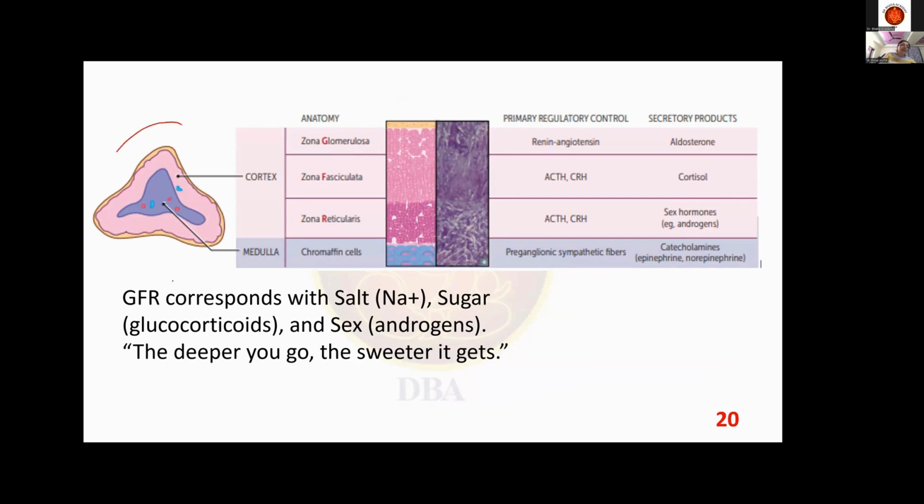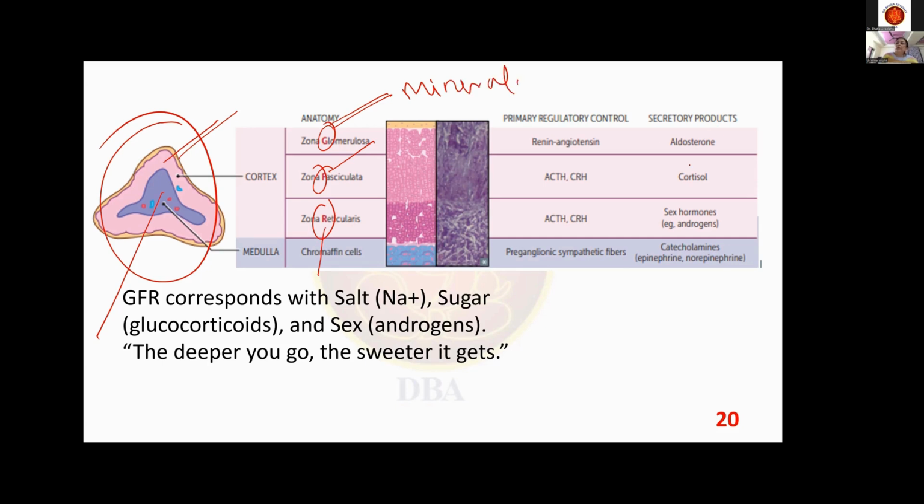So this is the adrenal gland. This is the cortex. This is the medulla. The cortex has 3 layers, GFR: glomerulosa, fasciculata, and reticularis, from outside to inside. Which hormones do they produce? The glomerulosa produces mineralocorticoids, that is aldosterone. Fasciculata produces glucocorticoid, that is cortisol. And reticularis produces androgens, that is sex hormones, right?